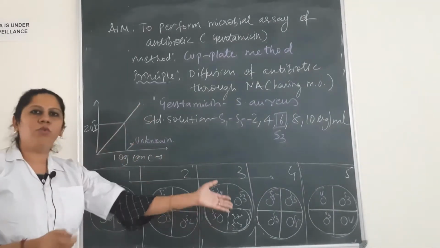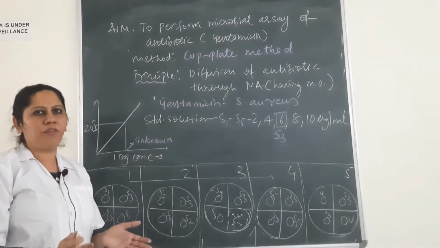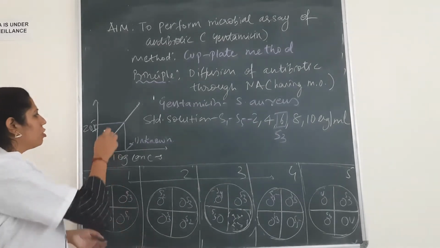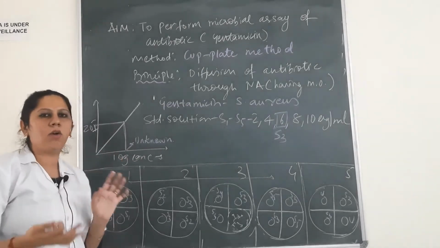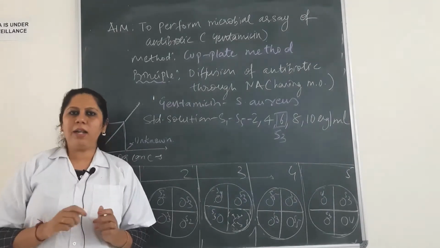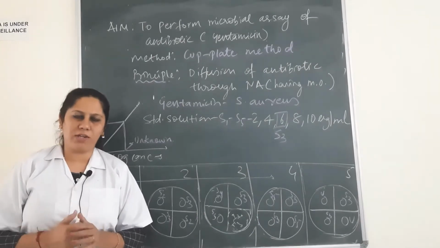Now for the unknown, you know the zone of inhibition and not the concentration. So from the zone of inhibition you can extrapolate and find the log concentration, take the antilog and find the concentration. The practical part will be demonstrated by Ms. Kaushika Patel. Thank you.